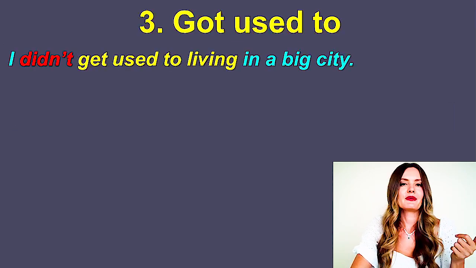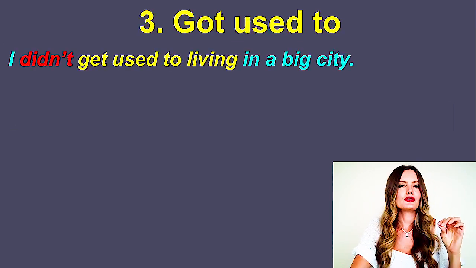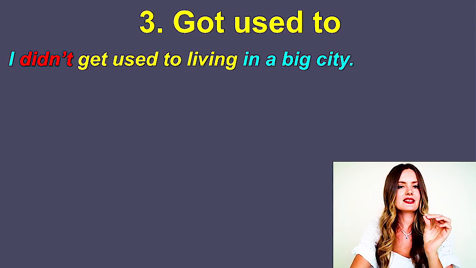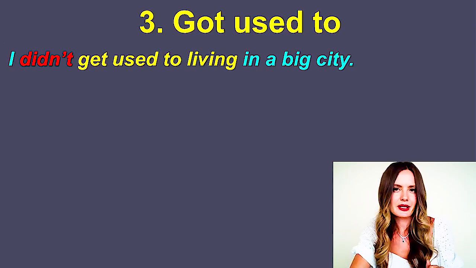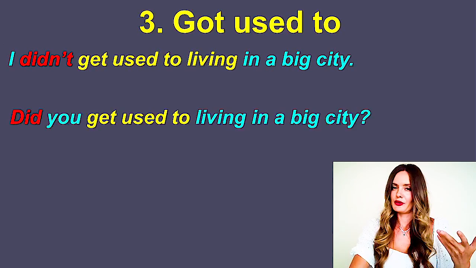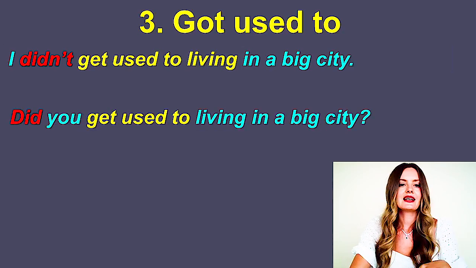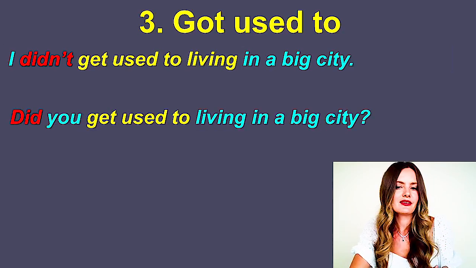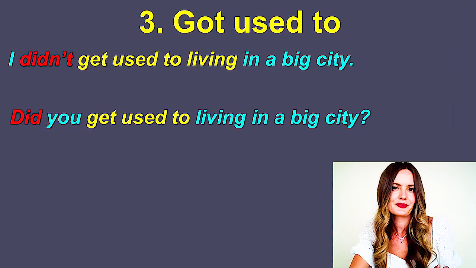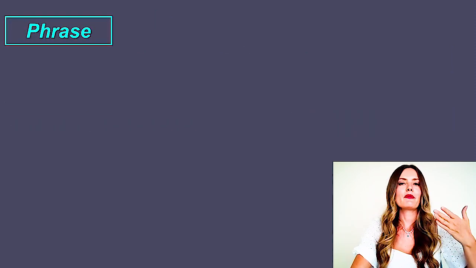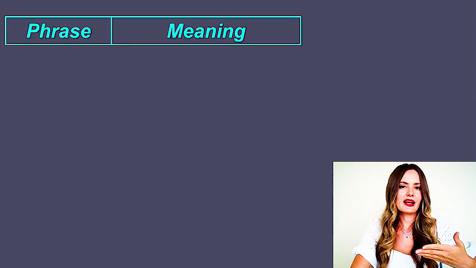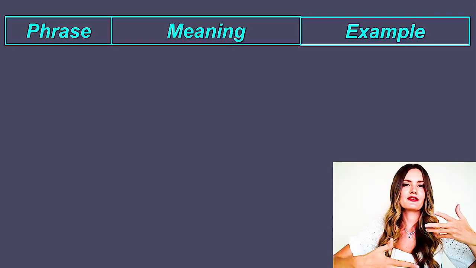Now how to form a negative form. You need to use the helping verb did and not. I didn't get used to living in a big city. When you want to form a question, you need to use the helping verb did. Did you get used to living in a big city? All right, and now let's compare these three phrases so you understand the difference better.